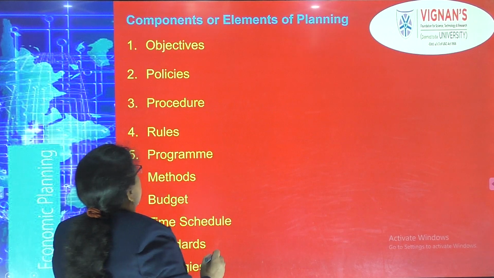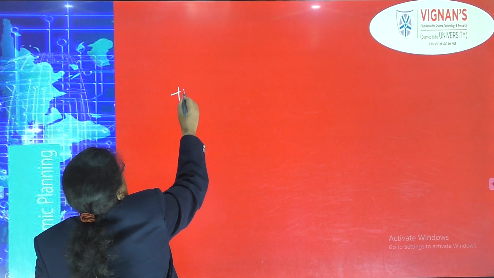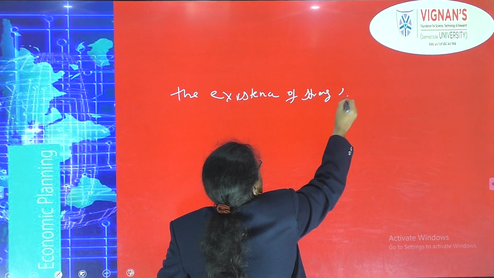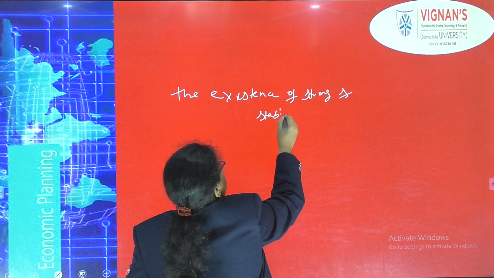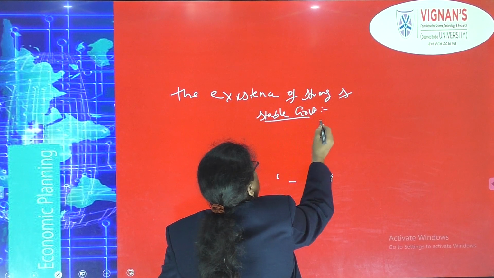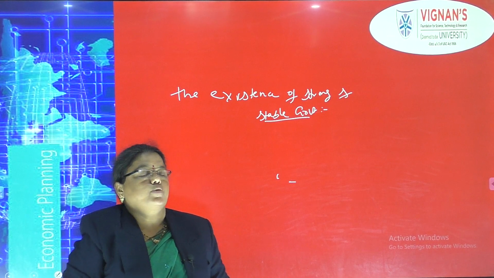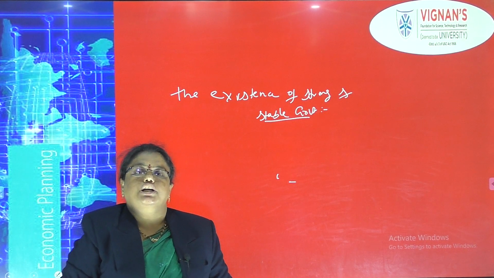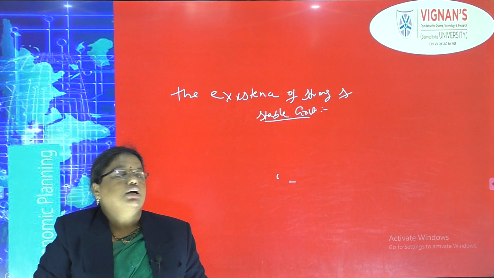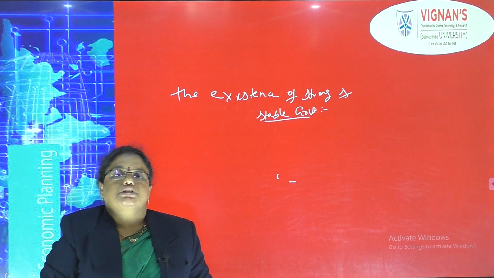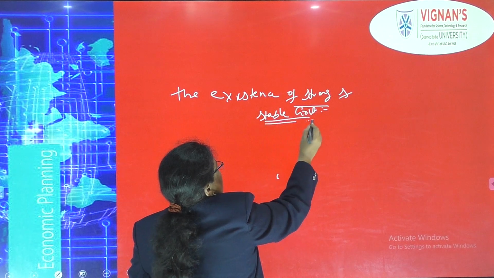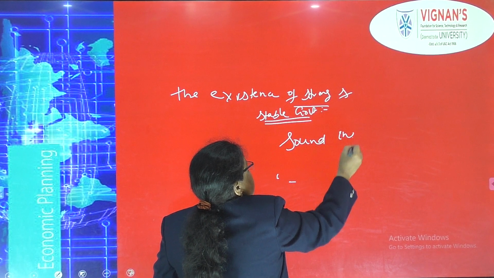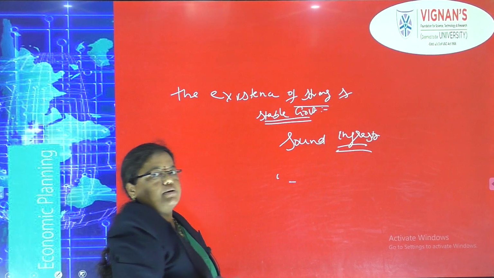The existence of a strong and stable government. State government development depends upon the shoulders, or the development, of the central government. A strong and stable government provides sound infrastructure for economic planning.